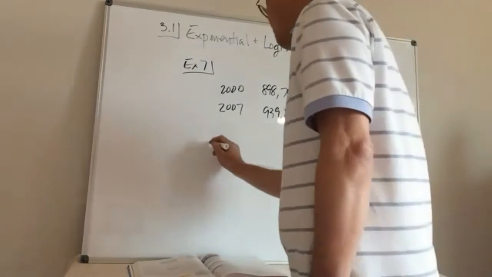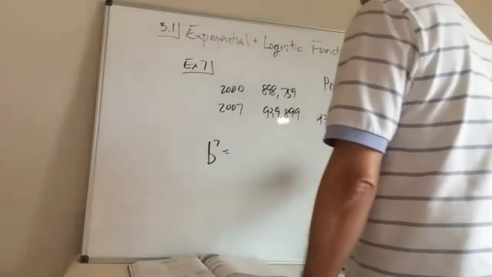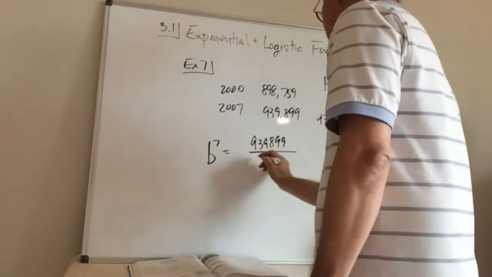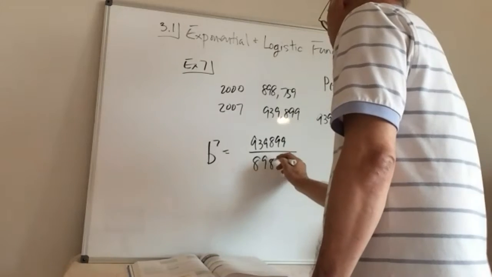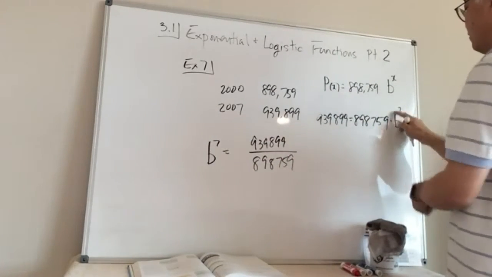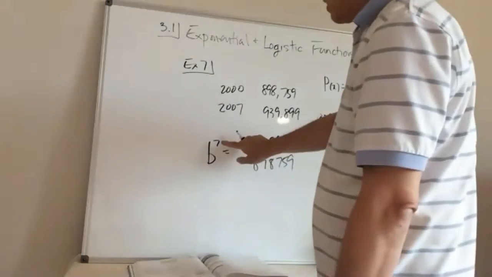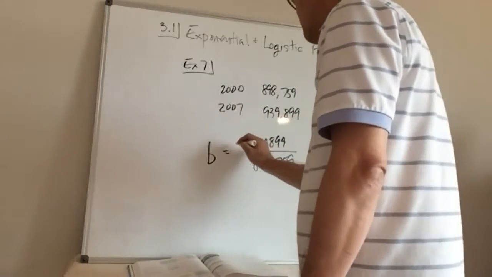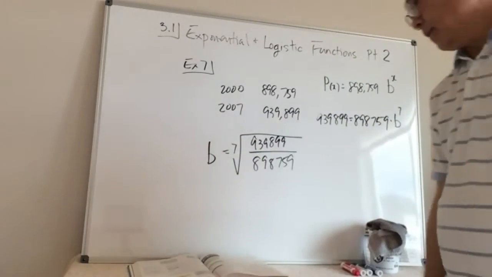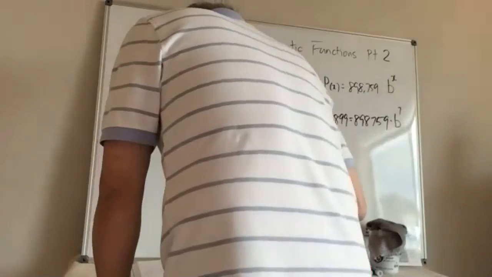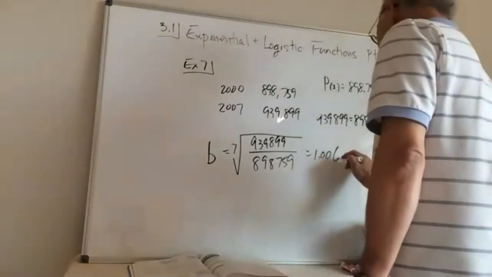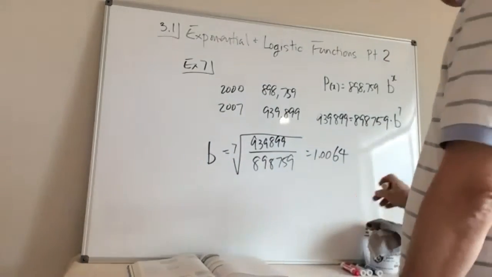So therefore, b to the 7th is going to be 939,899 divided by 898,759. Essentially, I just divided by this guy underneath here, and all I'm going to have left is that. So b is the 7th root of this. All right, so there's your answer right there. If you do that, you're going to get 1.0064.